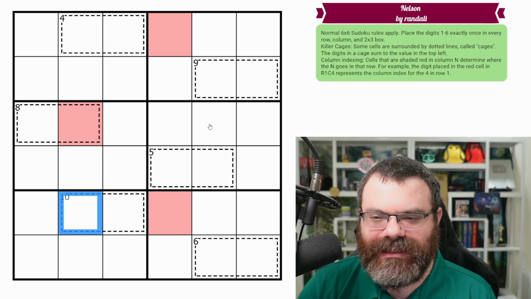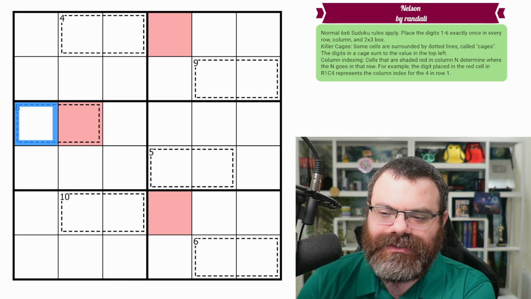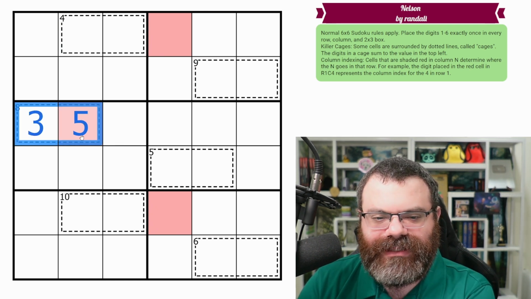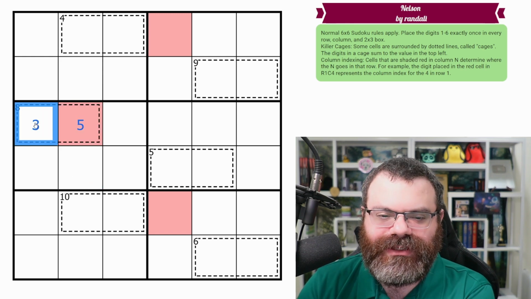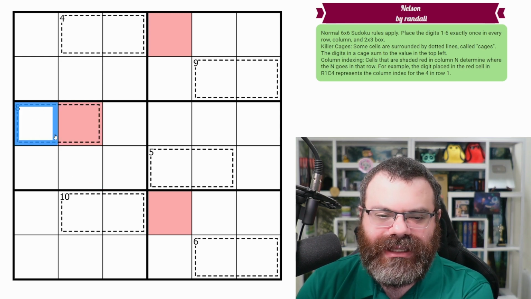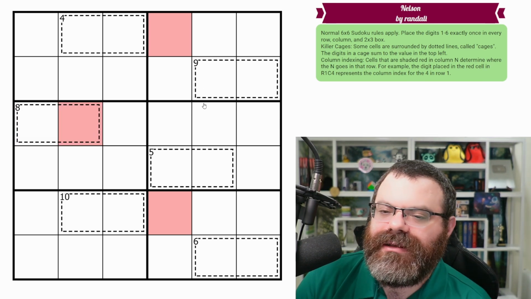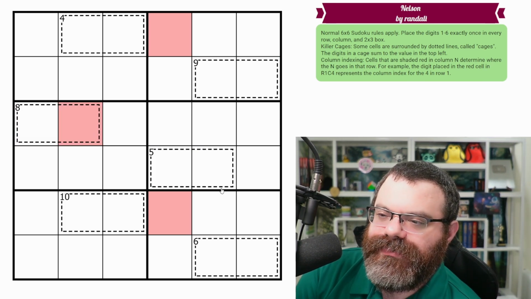So maybe this, I don't know, I'll pick this 8. So this could be 3, 5. That adds to 8, right? That's one way we could do it. We could also do 5, 3. Or we could do 2, 6. They just have to add to 8. And these add to 9, these add to 5, etc.